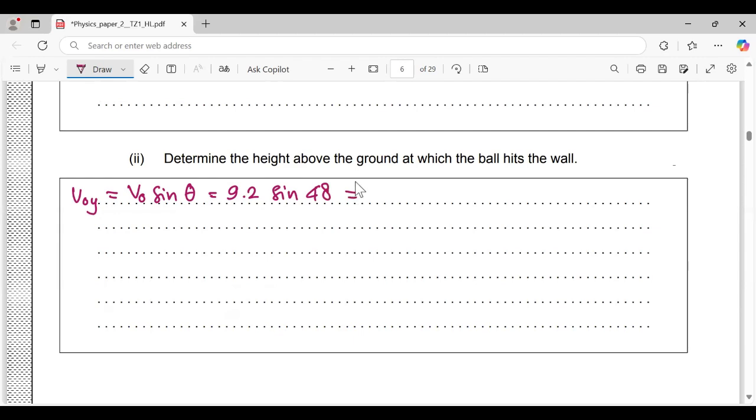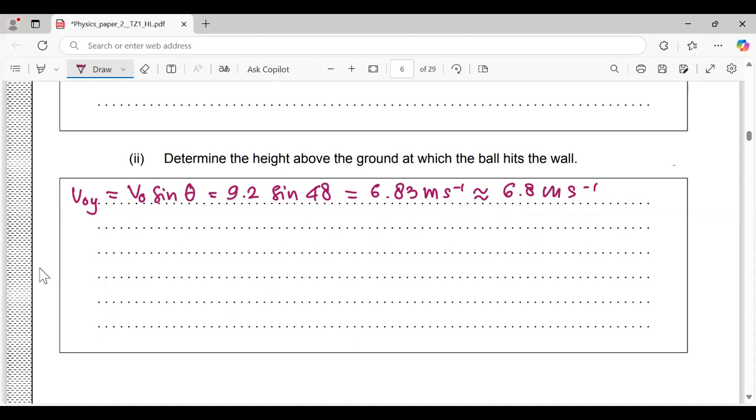And if you calculate this, the result is 6.83 meters per second, or rounded to 6.8 meters per second.